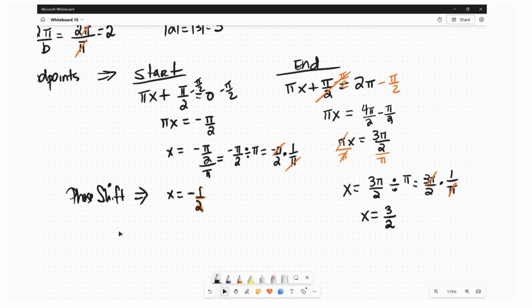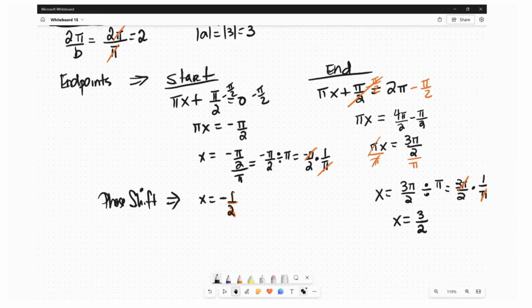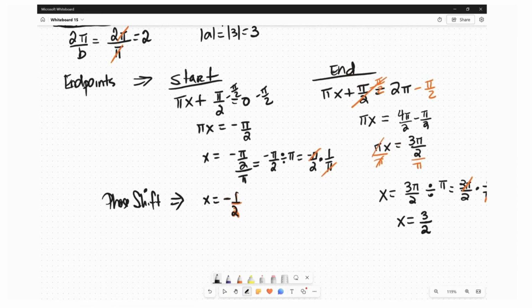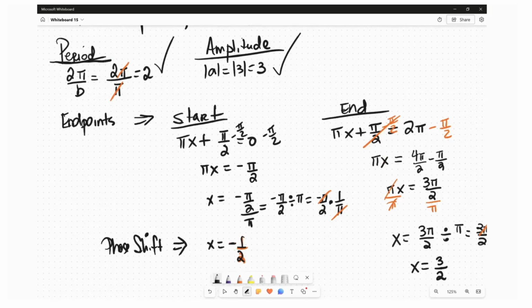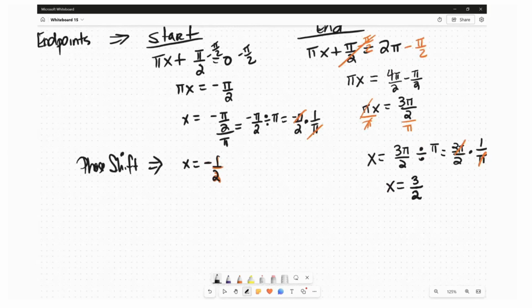Okay, so let's go back over this again, as a review of what we did so far. What's the period? 2. 2 is correct. The next question, what's the amplitude? 3. Correct. Okay, 2, 3. All right, next. What's the phase shift? Negative 1 over 2. Yeah, it's the first one we get to.